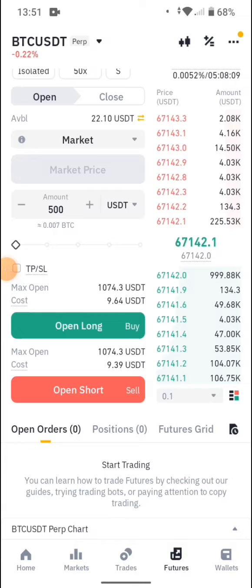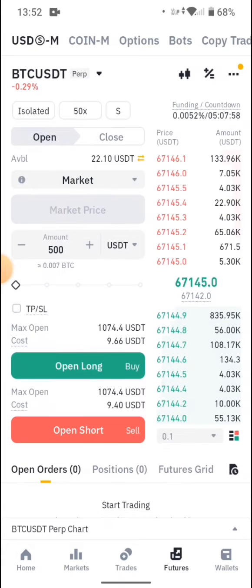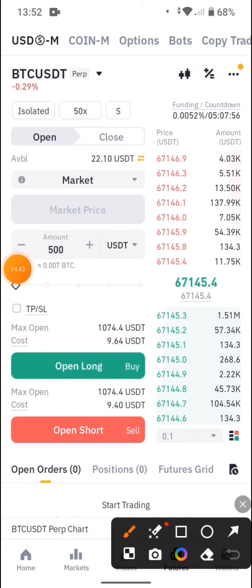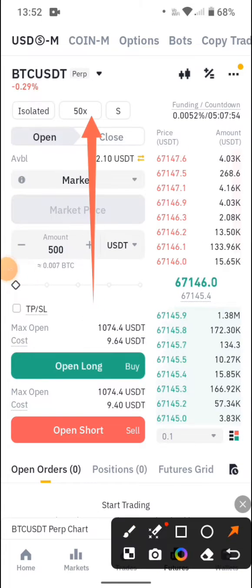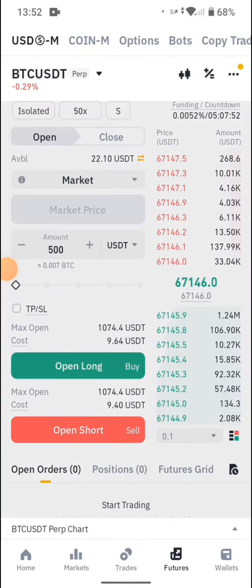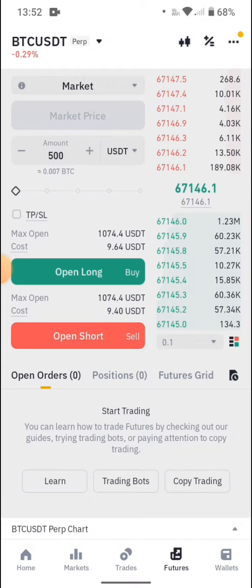Why are you putting 500 here? Because when you take 10, the money out of your 22 that you want to put, and the leverage which you have selected at the top here is 50, you multiply the amount which you want to put times the leverage, and this is the amount which you are going to enter here. Okay, now do you want to open long or you want to open short? Do you want to buy or you want to sell?